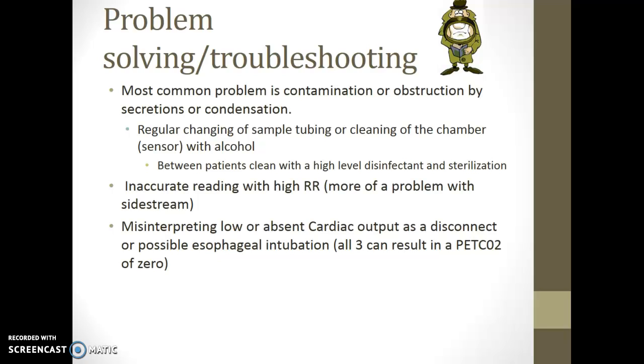If you're getting an inaccurate reading with high respiratory rates, this is more of a problem with the side stream capnometer because, again, they're taking some flow out of the ventilator and reading it up there, and so it can't keep up with high respiratory rates.